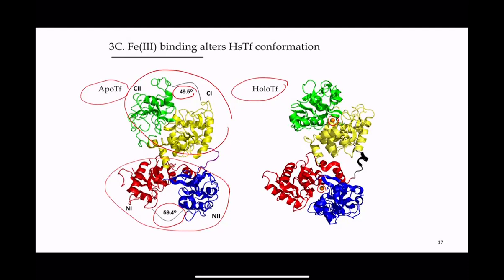So what are the long-term effects of this? We're going to look at that closely. All right, so we see this change that's on a tertiary level. The protein becomes more compact as it grabs onto the iron.